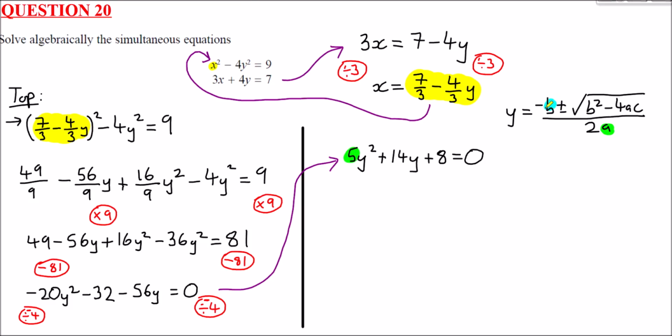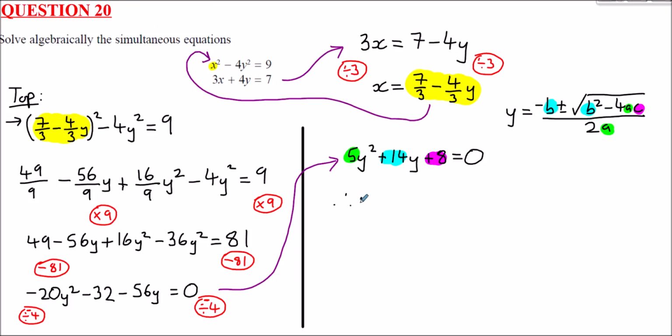b is the coefficient of the y term, which is positive 14. And the c, which we have at the end, c is the constant term, which here is just positive 8. So we can use this to solve for y.